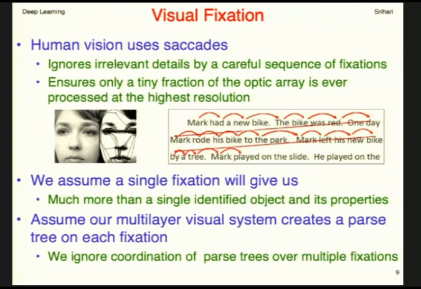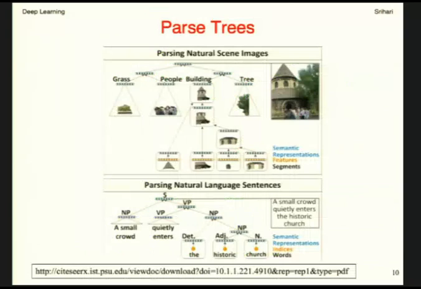So assume that a multi-layer visual system creates a parse tree on each fixation, and we ignore the coordination of parse trees over multiple fixations. So we have some sense of what is the high-level object, what are the sub-level objects. So even with one fixation, we get some idea of the whole thing. And what do you mean by parse tree?